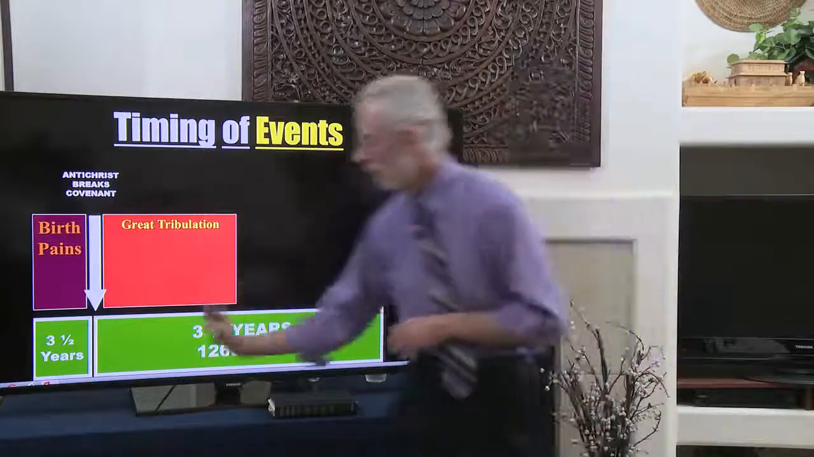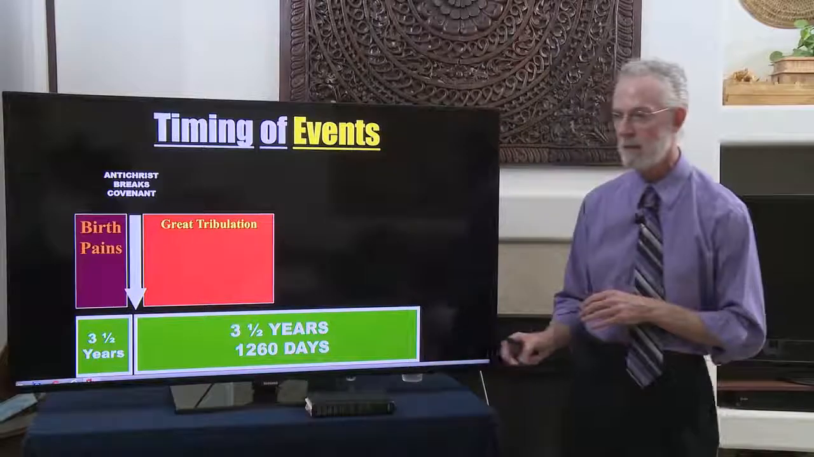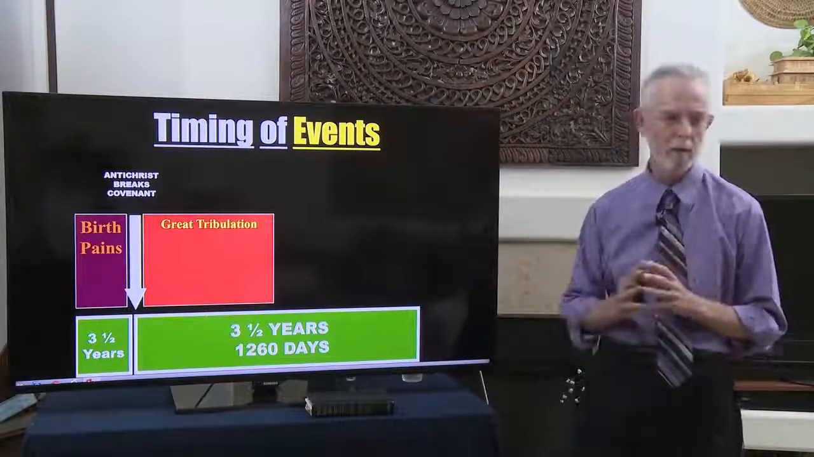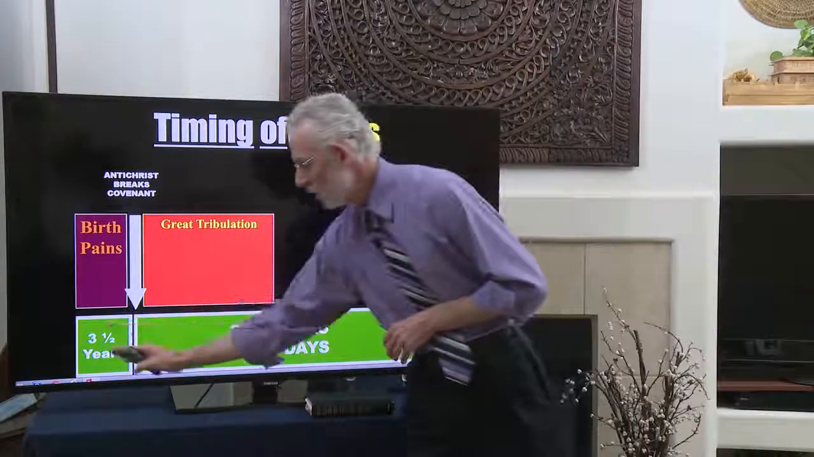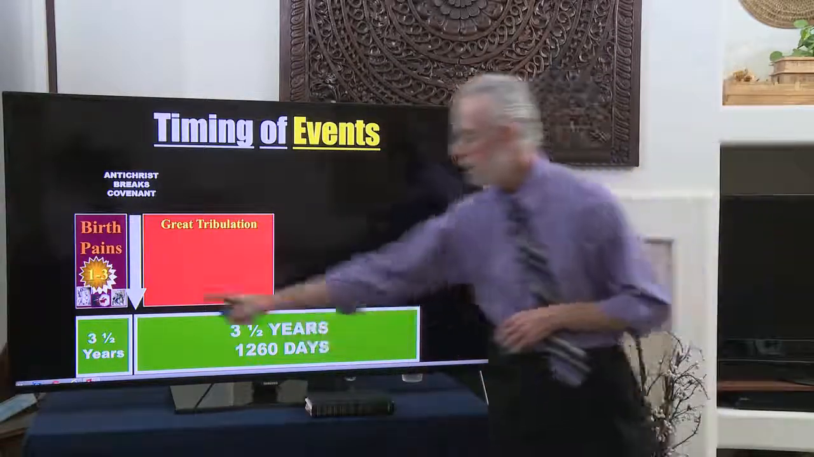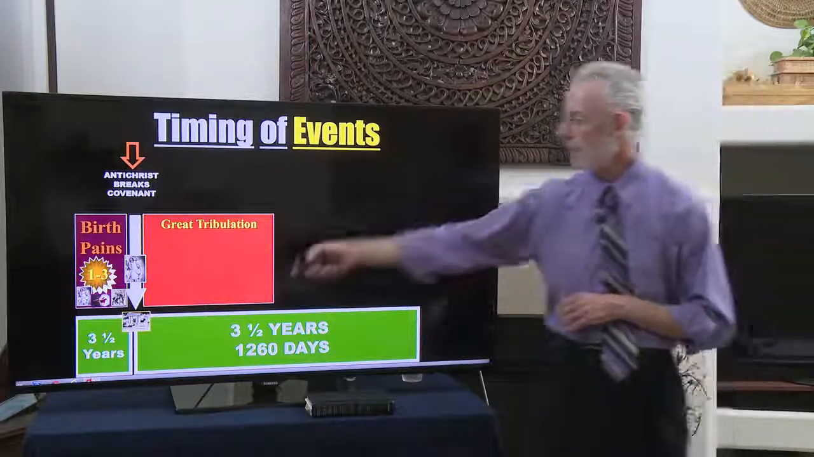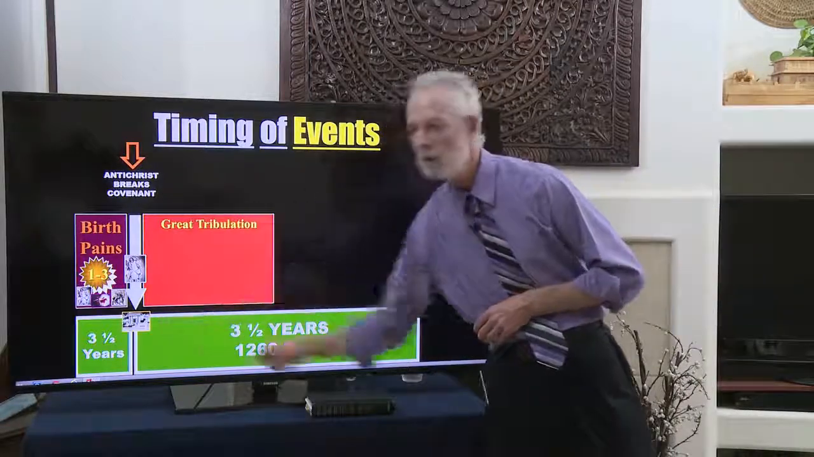So I'm going to shorten this a little bit because I need room over here. So I've got 3.5 years here and 3.5 years there. I don't want you to get confused, but I just needed more room on the screen. So the first 3.5 years is going to be the birth pains, right? Jesus said that's the first three seals, the Antichrist, the war, and the famine. All right? The Antichrist breaks that covenant. That starts the Great Tribulation.